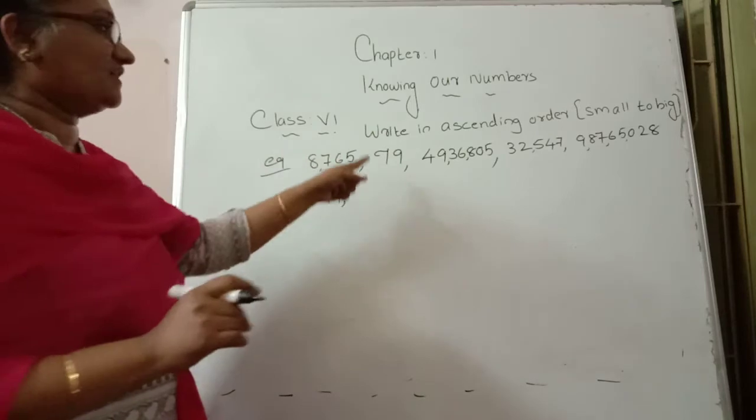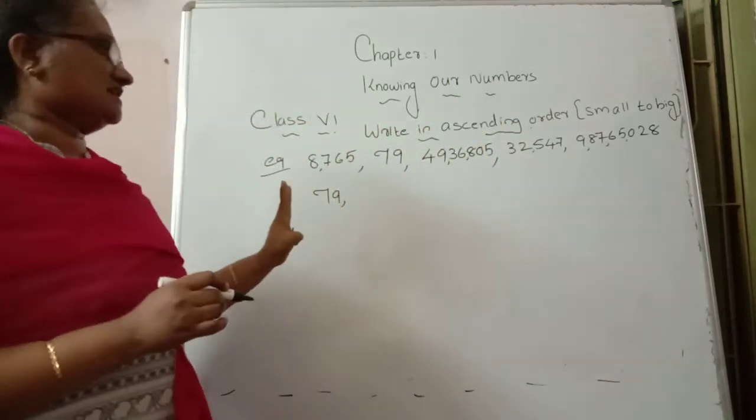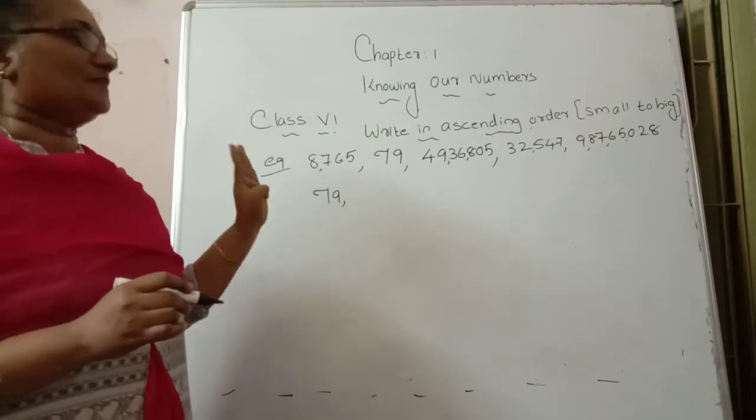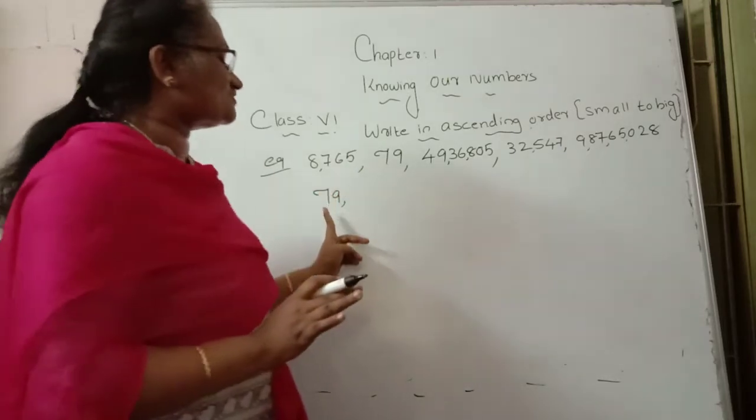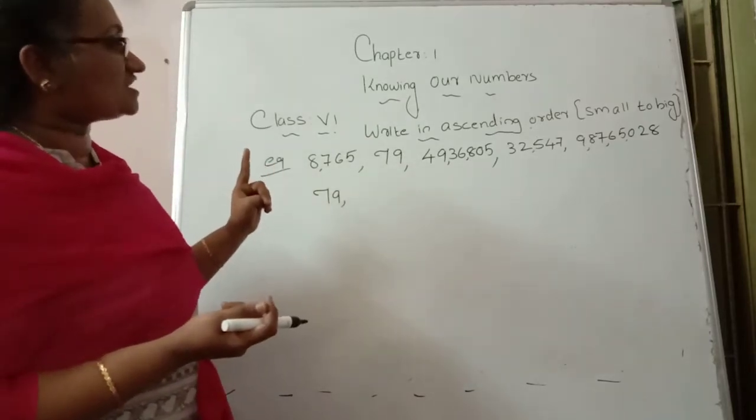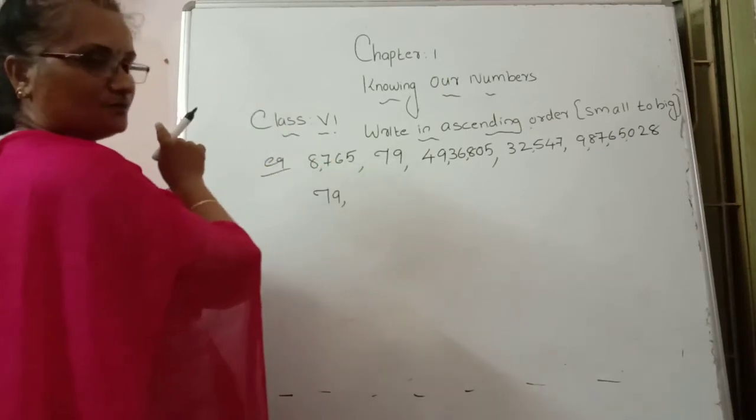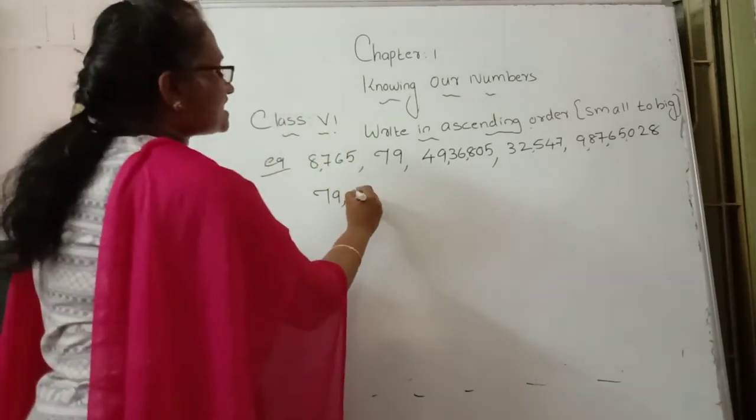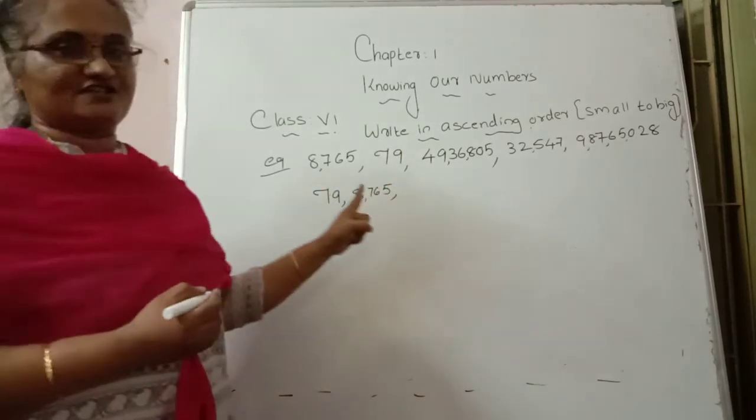Then our aim is to write the numbers in ascending order. Ascending means smaller number to bigger number. This number is just 79 only. That's why 79 is written first. Next, look for another smaller number. This one, how much is it? It is only a 4-digit number. That means we read it as 8,765, which is our next number.